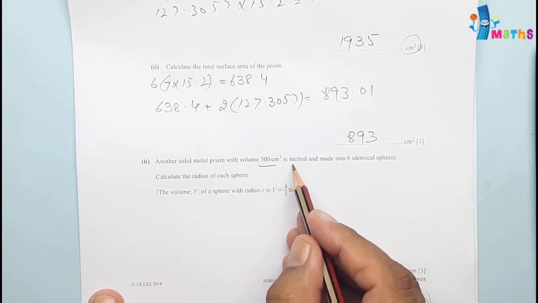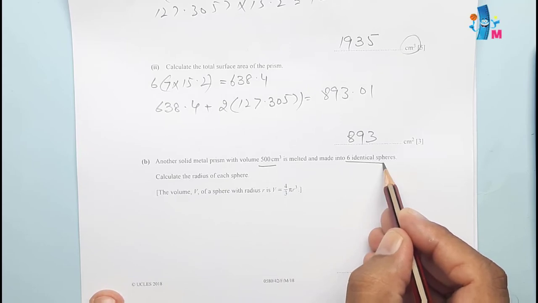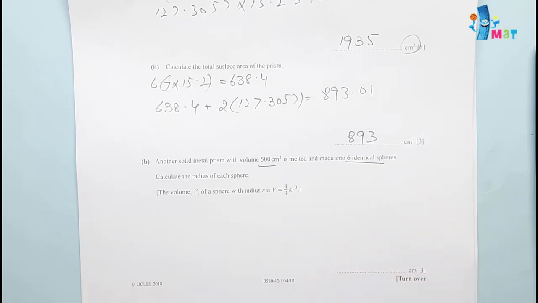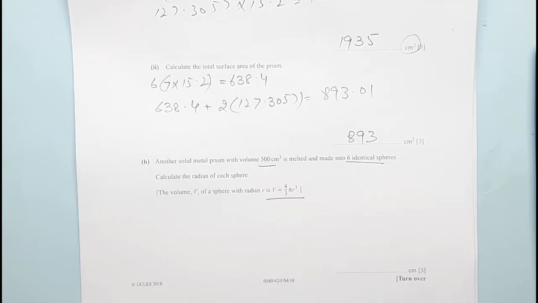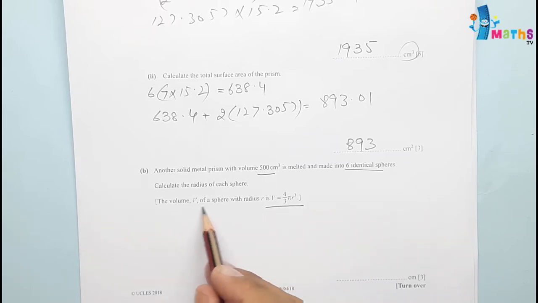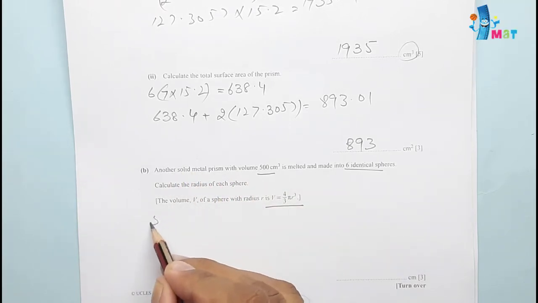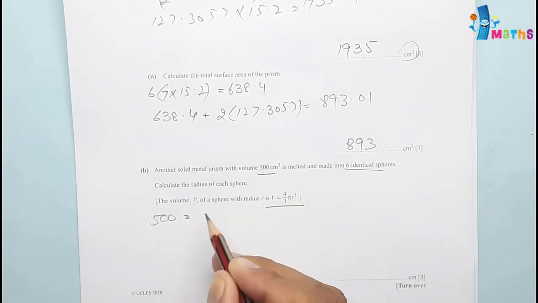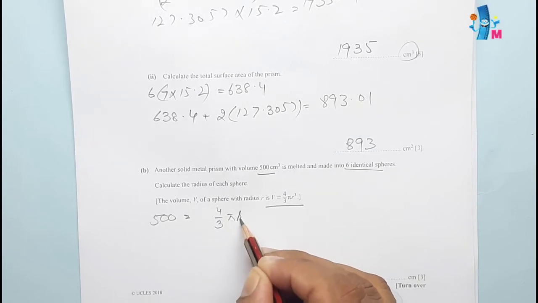Another solid metal prism with volume 500 is melted and made into 6 identical spheres. Calculate the radius of each sphere. So the formula is given, V is equal to 4 by 3 pi r cube. So we'll use this volume formula. 500 is the volume of the metal solid. So we'll take 500 is equal to 4 by 3 pi r cube.